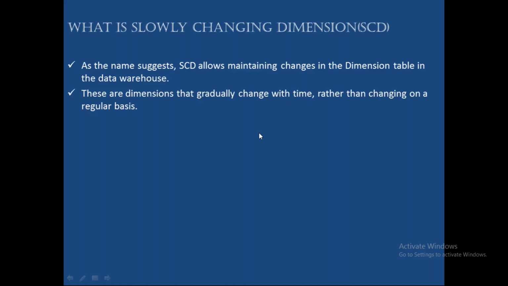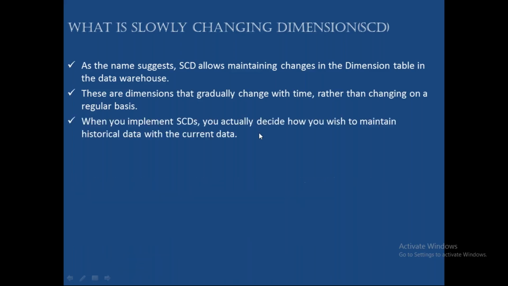These are dimensions that gradually change with time rather than changing on a regular basis. As we discussed, customers are not going to change their phone number or address regularly. Product details we are not going to change regularly. These are going to change very rarely. When you implement SCDs, you decide how you wish to maintain historical data with the current data. Based on the customer, you implement what the customer is expecting, whether you want to maintain the history along with the current data or only current data.